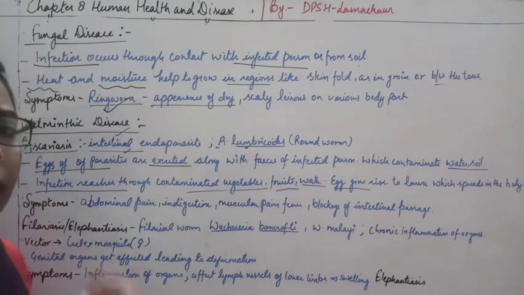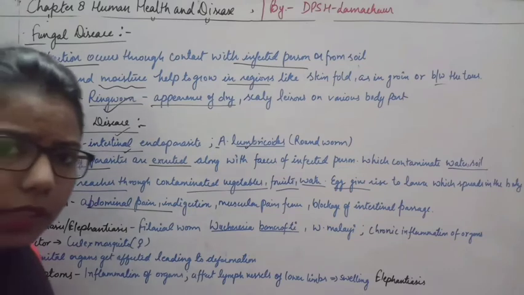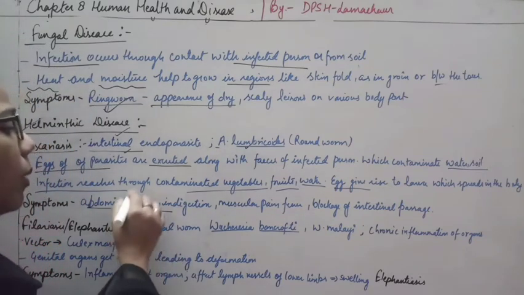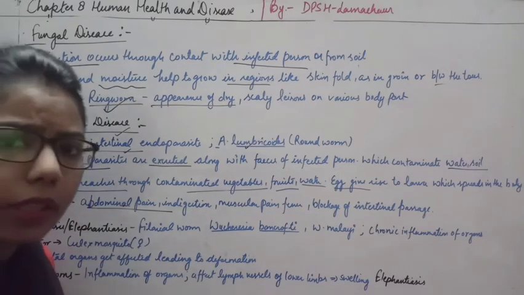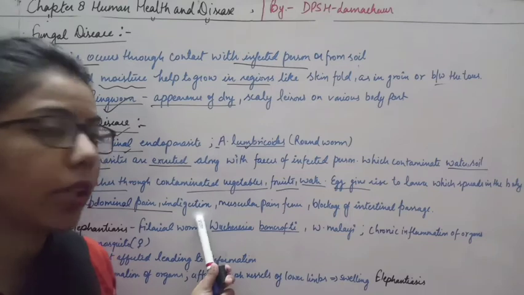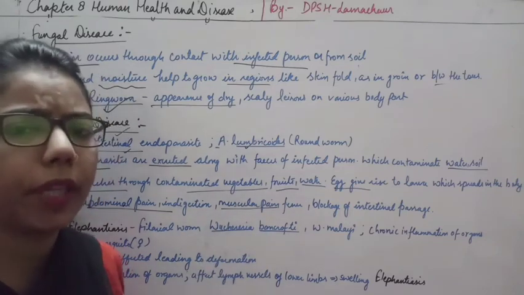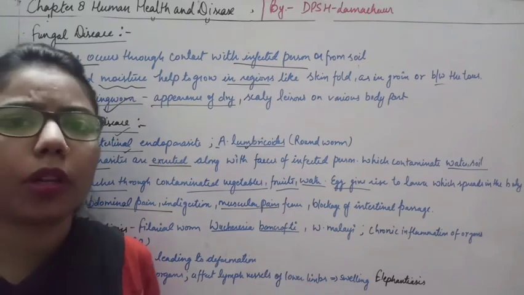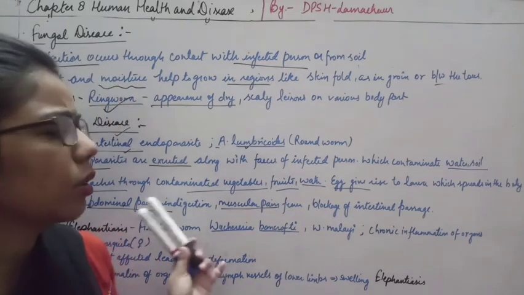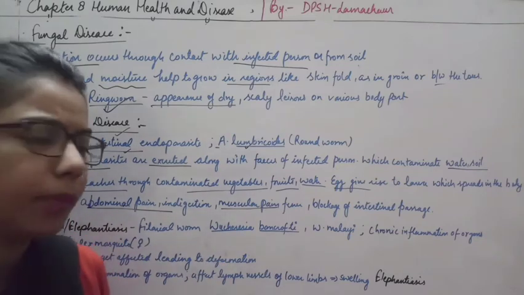Now, what can be the symptoms? It can be abdominal pain, because the disease is related to our stomach, so it is causing some pain in our abdomen, or indigestion, no proper absorption, no proper metabolic activity. Due to that, there can be muscular pain, fever, and also blockage of the intestinal passage. So these are the common symptoms which can be caused by Ascaris, right?